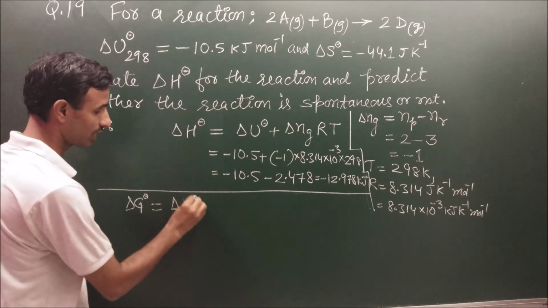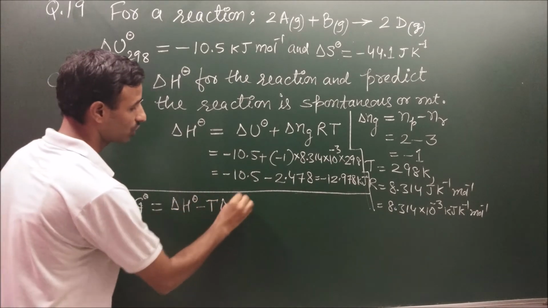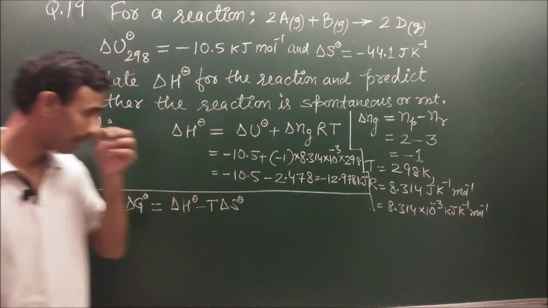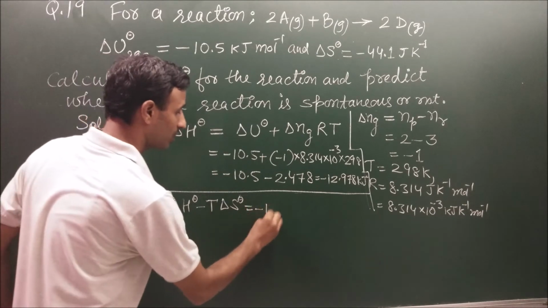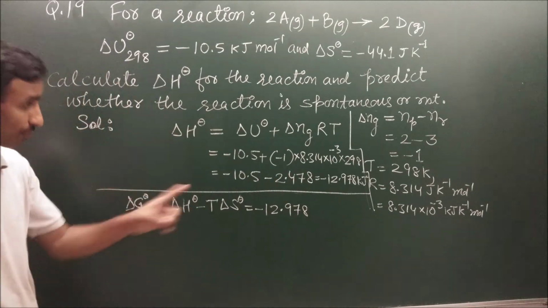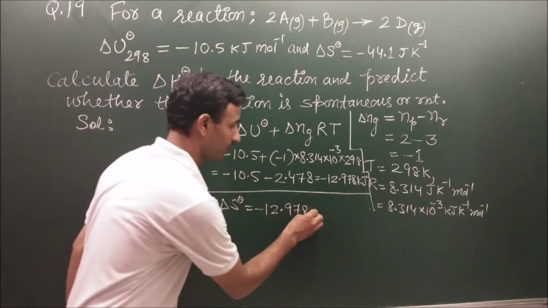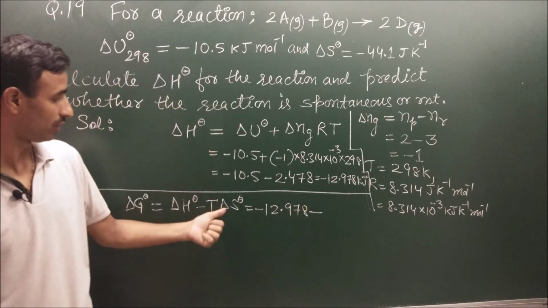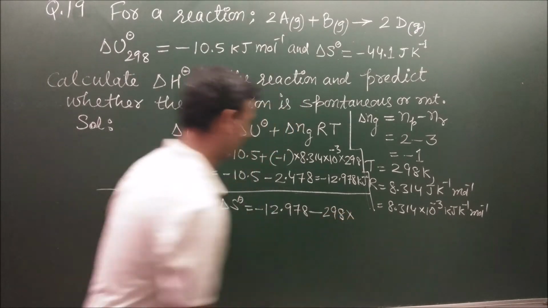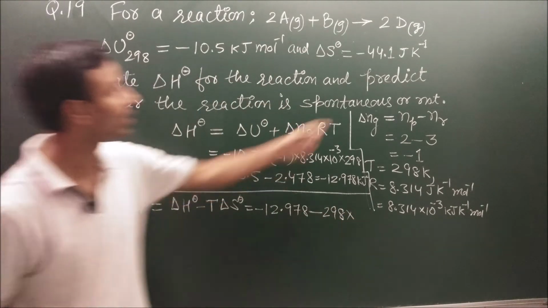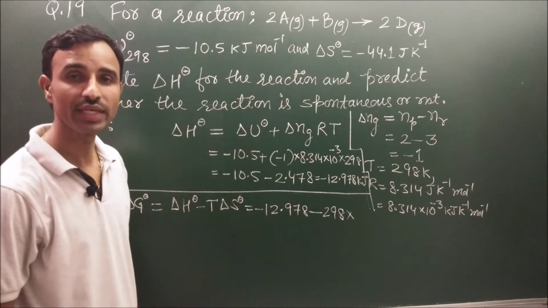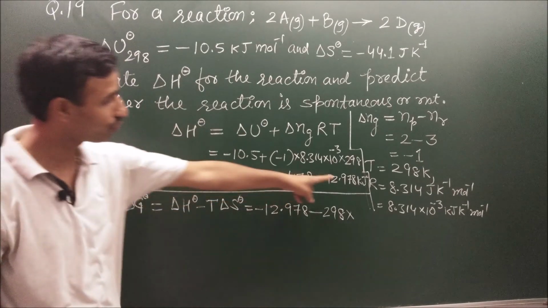You know delta G naught is delta H naught minus T delta S naught. Delta H naught we have calculated. The value is minus 12.978 in kilojoule. Keep in mind it is in kilojoule. Minus T, which is 298, into delta S. The delta S value is minus 44.1, but it is in joule and we need the value in kilojoule because this value is in kilojoule.